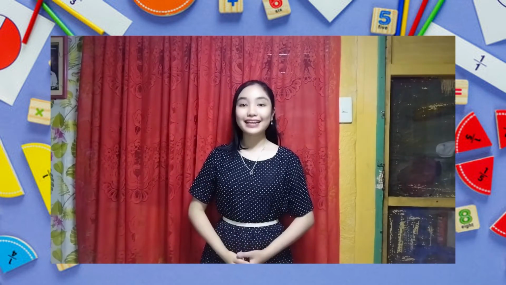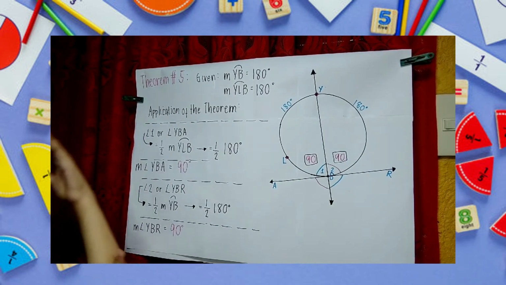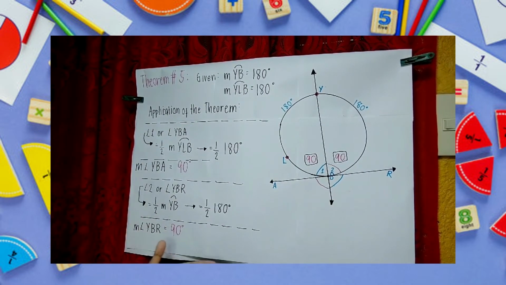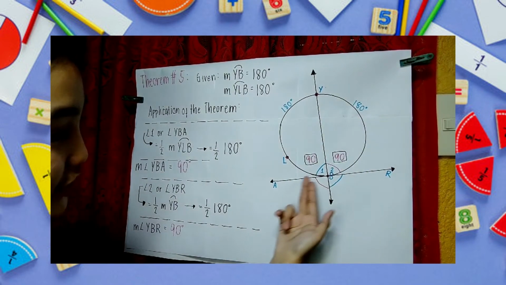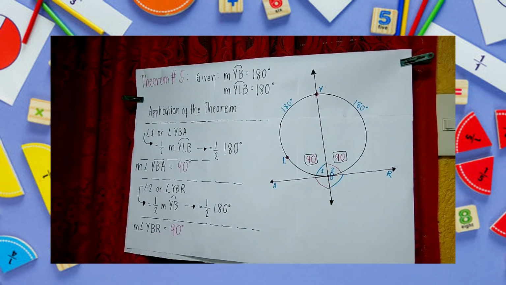The last, or the fifth theorem, states that if a secant and a tangent intersect at the point of tangency, then the measure of each angle formed is 1/2 the measure of its intercepted arc. So finally, we're down to the fifth or last theorem. According to that theorem, a secant and a tangent must intersect at the point of tangency, which is also called the right angle because it is equal to 90 degrees, as far as I remember.